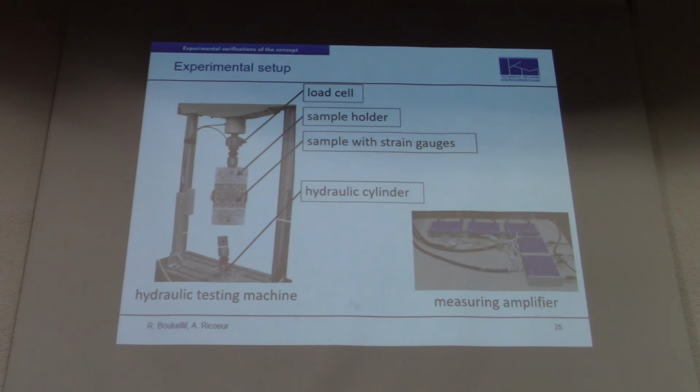So I come now to the experimental results. We have used here a hydraulic testing machine. We have here a load cell, we have here a sample holder, and here is a sample with strain gauges, and here is another cylinder. And we have here also the measuring amplifier for the strain gauges.